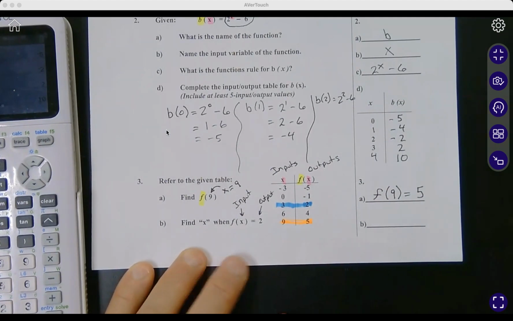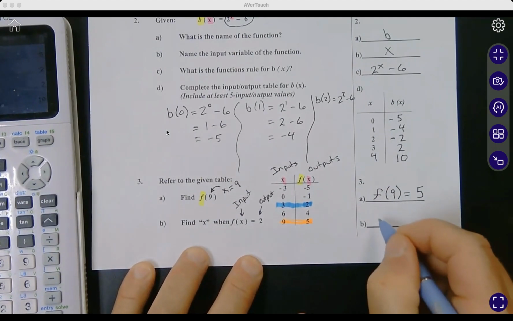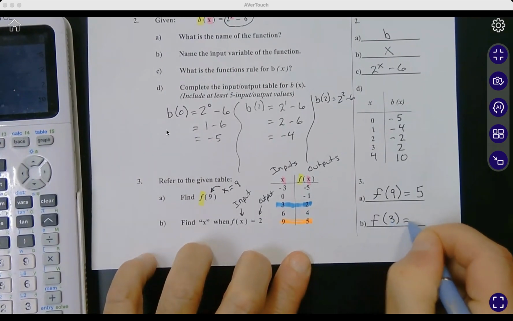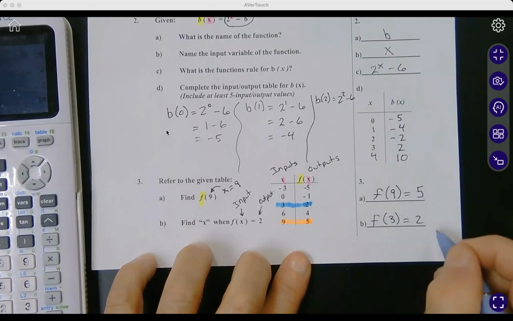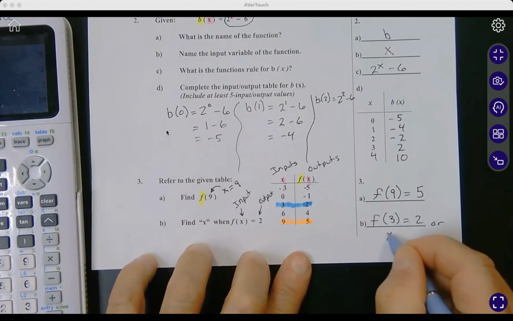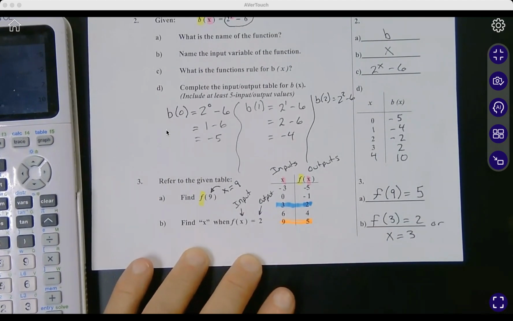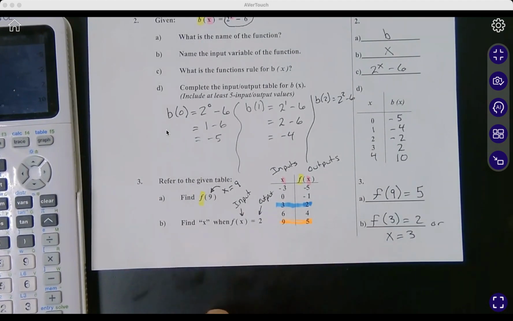So there's two ways I can write this one. I can write it in function notation: the f function with an input of 3 has an output of 2. Or I can write x equals 3. Both of those are valid. Okay, I'm going to go ahead and flip this over.